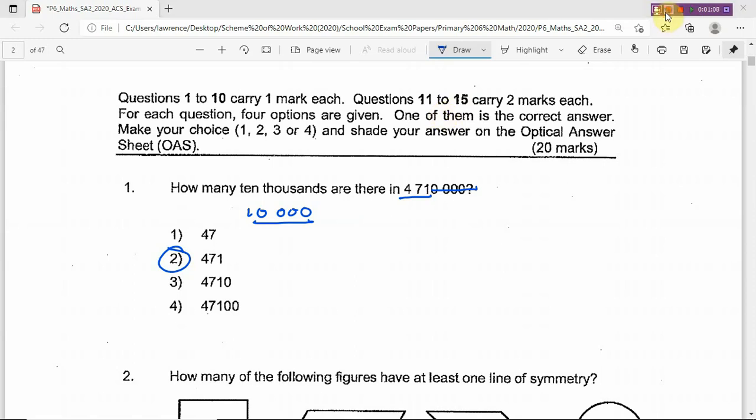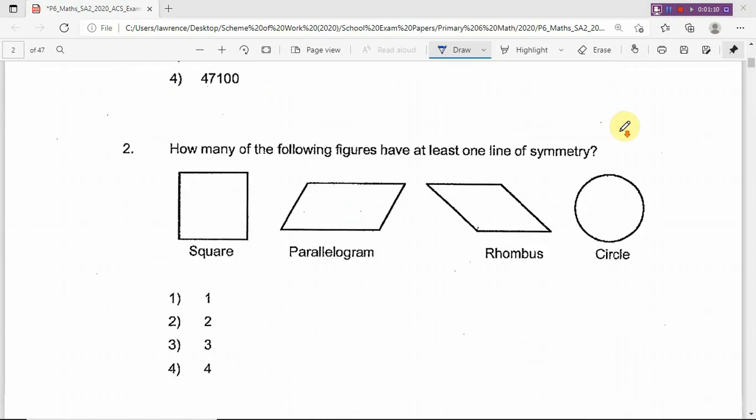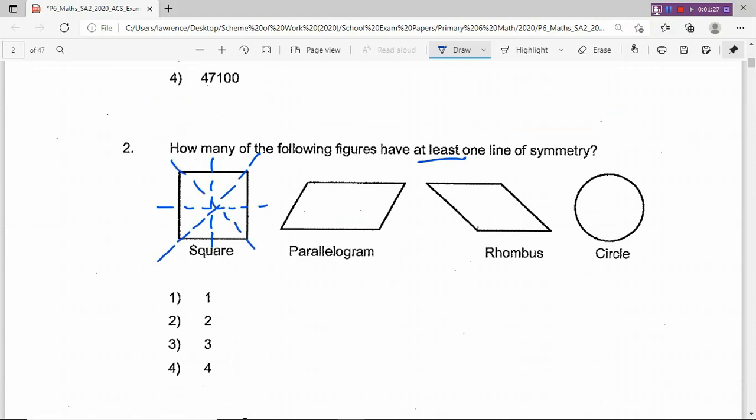Okay, the next question. Alright, so for question 2, how many figures have at least one line of symmetry? Now, you will need to understand what is at least. At least means you have one or more. So for the square, there is at least one line. So you actually have two lines. Not only that, you can even cut it diagonally. So as long as the square has equal sides, there will be more than one line of symmetry.